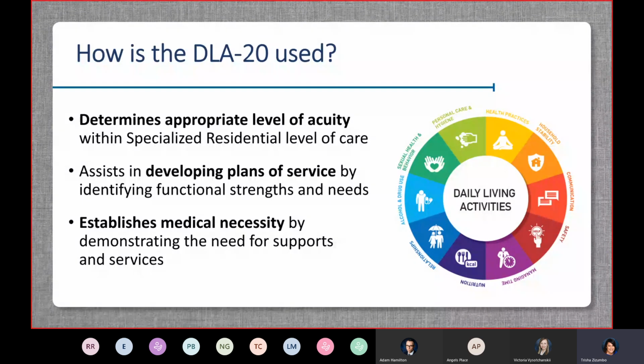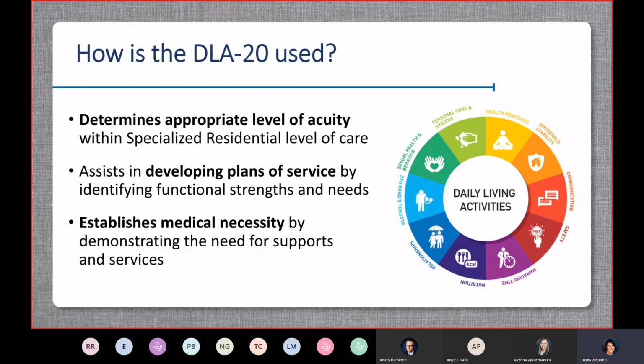As Dave also mentioned, DLA 20 is extremely important for establishing medical necessity. This is a requirement for all Medicaid covered services that supports and services are found to be medically necessary. I'll say a little bit more about the DLA 20's use within specialized residential. Again, the outcomes of DLA 20 indicate how much support is needed. So if someone needs more support, that should be captured in the DLA 20, and then services can be put in place and designed around the areas where more supports are needed. If somebody's improving over time, if somebody requires less supports, of course, we would want to make those adjustments as well.